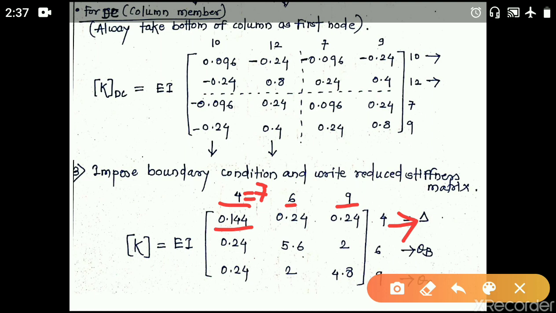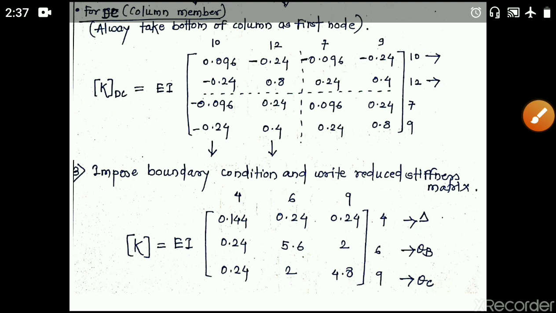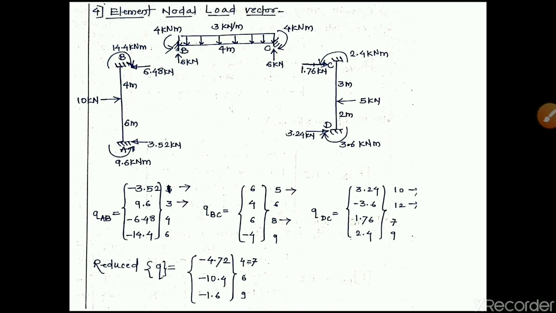So the associated elements, imposing the boundary condition, you have to write down as a reduced stiffness matrix. This reduced stiffness matrix is of order 3 by 3, as the unknowns are these three elements. Now the next step is the element nodal load vector.